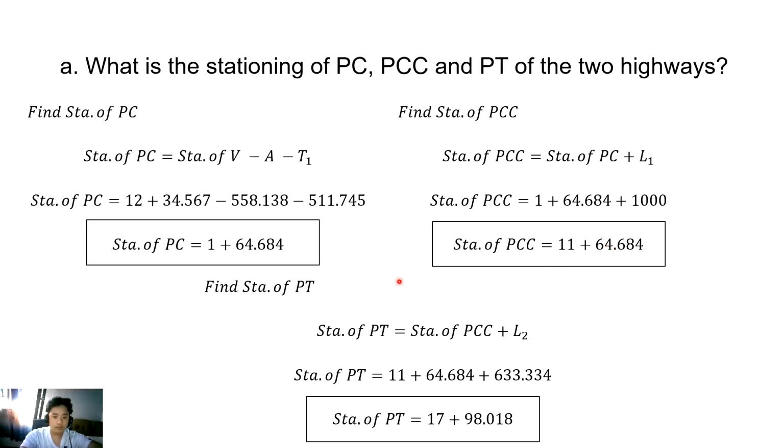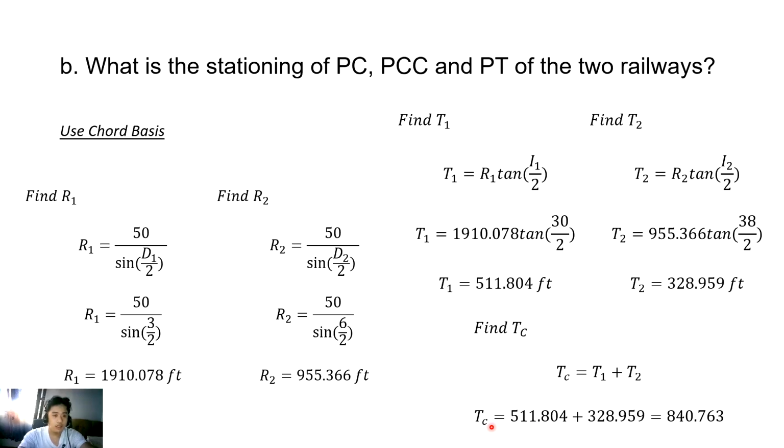Then, station of PT naman, ang gagamitin natin formula is station of PCC plus L2. So, substitute lang natin to. So, 11 plus 64.684 plus L2 natin, which is 633.334 and we'll get station of PT na 17 plus 98.018. Para naman sa B, what is the stationing of PC, PCC, and PT of the two railways?